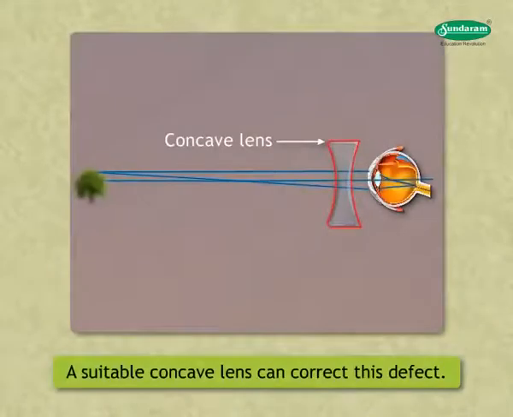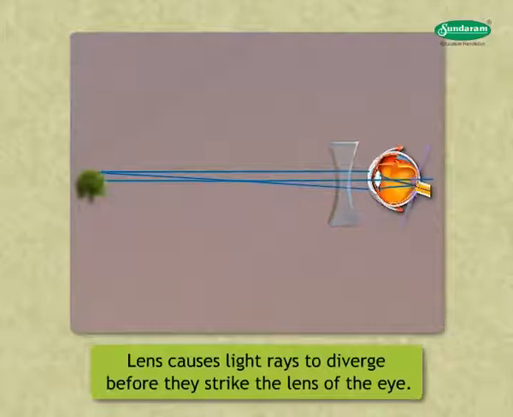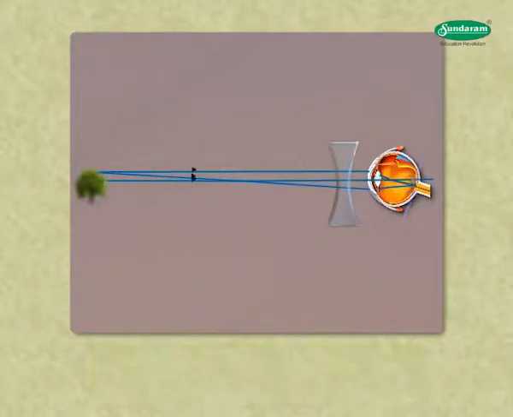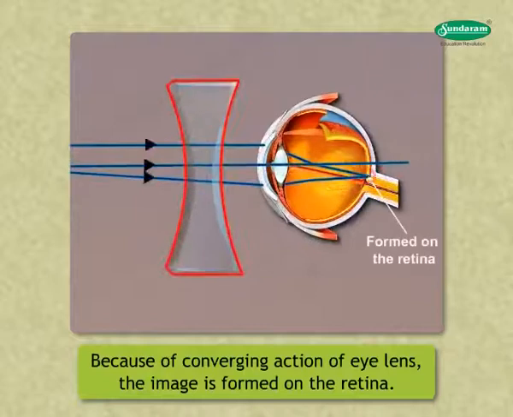A suitable concave lens can correct this defect. This lens causes light rays to diverge before they strike the lens of the eye. The power of concave lens is so chosen that it creates required divergence, and hence after the converging action of eye lens, the image is formed on the retina.